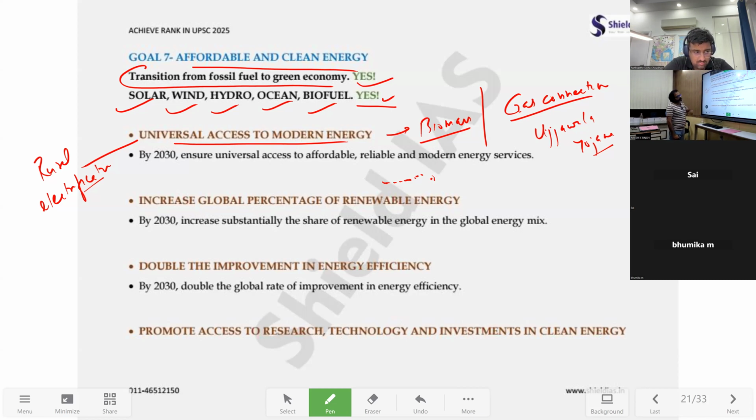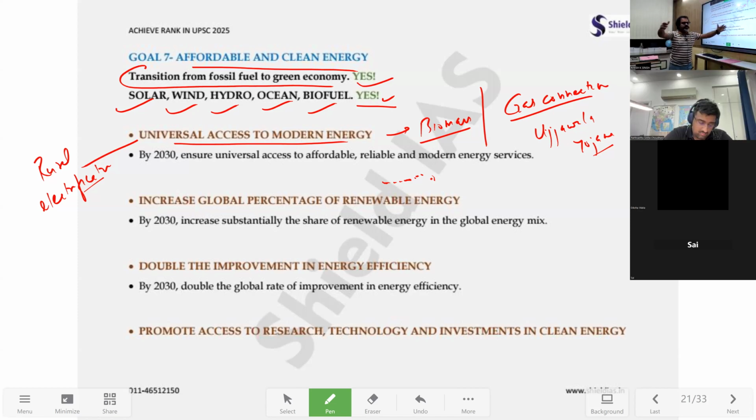Now, gradually energy requirement will increase. If you want to reduce energy poverty, all will be using energy of different types, but that will increase energy consumption. When energy consumption rises, what type of sources will we be using to produce that energy? More green energy. Clear?